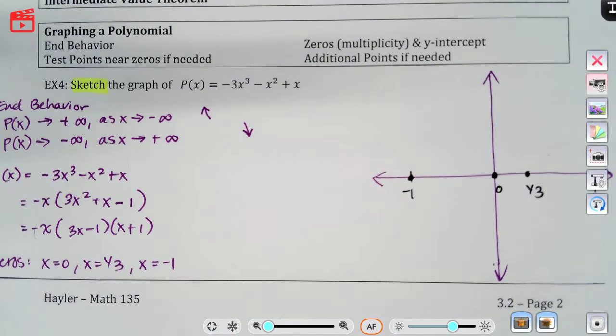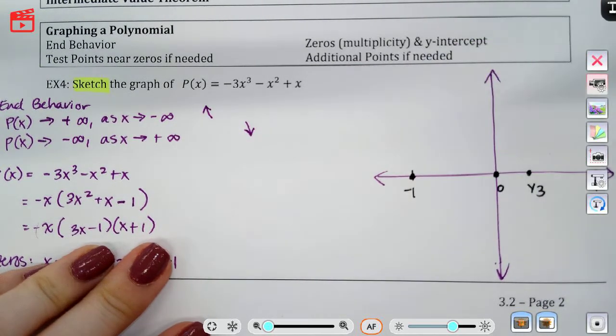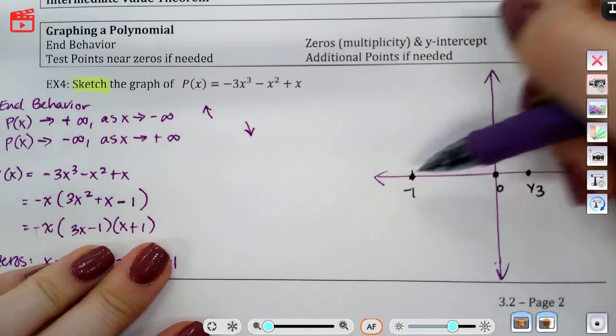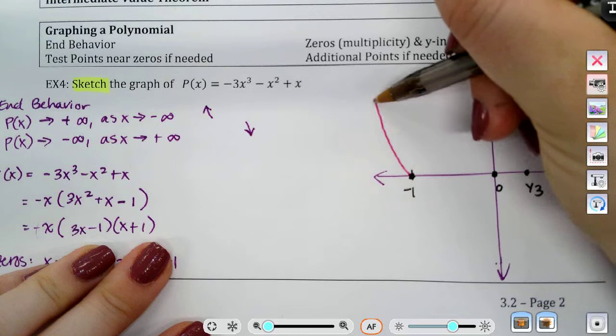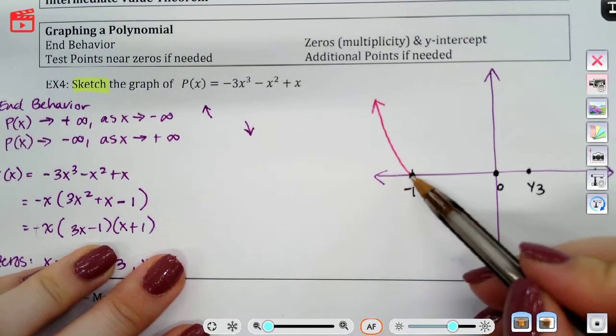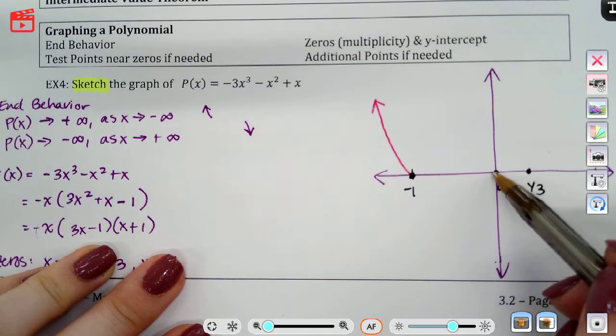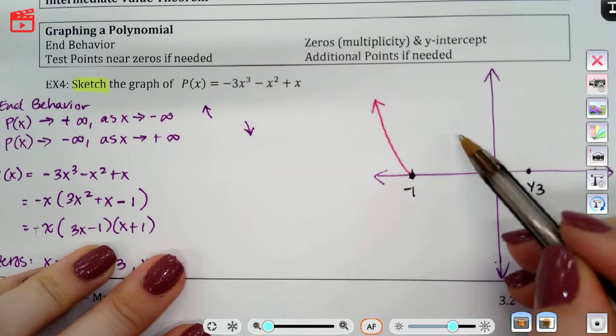Okay, now I have to figure out what the behavior of my graph is going to look like. How am I going to sketch it in? Well, luckily, I know what the end behavior looks like. I know that on this side of the graph, it should be going upwards. But I also know it has to hit that point right there. So from this point, it's going to head up. I know that because of the end behavior of my graph. But then the question is, is it supposed to go down, then up? Or is it supposed to go back up and then down? I don't know if it's supposed to be in the top or the bottom.